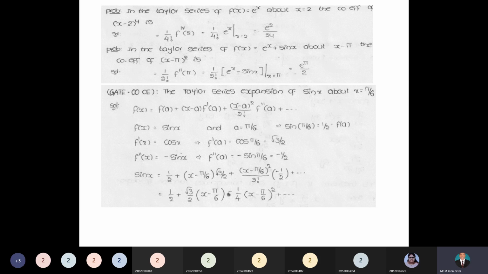So sin x is 1 by 2, plus x minus pi by 6 into f dash of pi by 6, that is root 3 by 2, plus x minus pi by 6 whole square divided by 2 factorial, with the corresponding second derivative value as minus 1 by 2. If required, you can expand and multiply it and check which one is the suitable option. Otherwise, as it is, you may leave it.